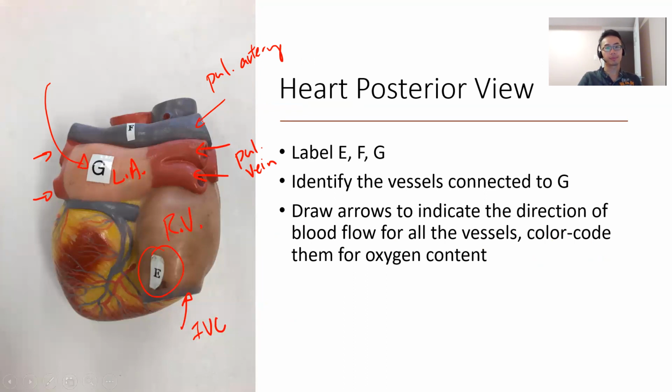Okay. So pulmonary veins would be coming in from the lungs, and then pulmonary arteries would be going out to the lungs. Right? So of course, these ones would be oxygen poor going to the lungs, and these ones coming back would be oxygen rich. Okay.